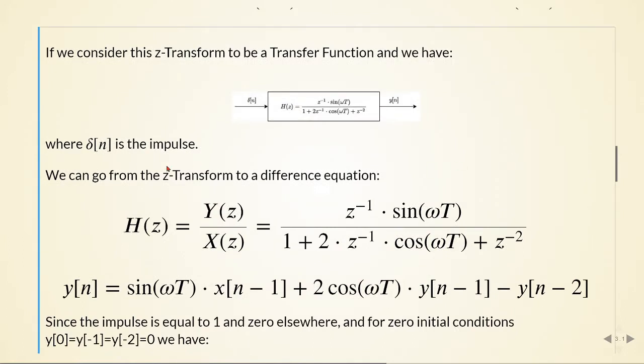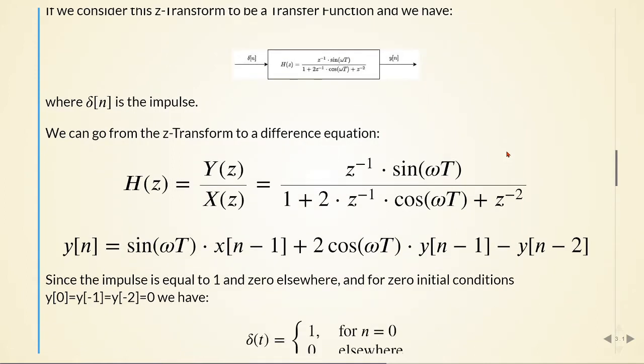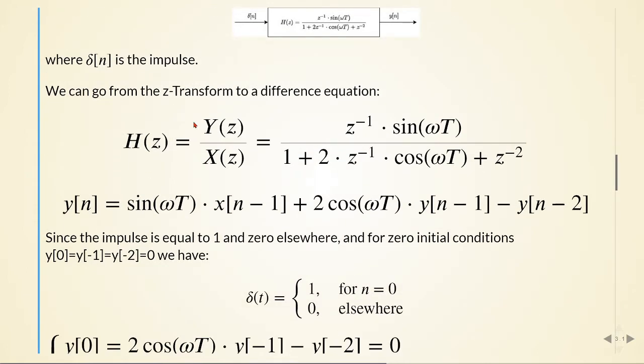So we can go from the z transform to a difference equation. We will apply the inverse z transform, and here we have our transfer function. We cross multiply like we did before. Z to the power of minus 1 in this case will become x of n minus 1. Z to the power of minus 1 in the denominator will become y of n minus 1, and this is y of n minus 2.